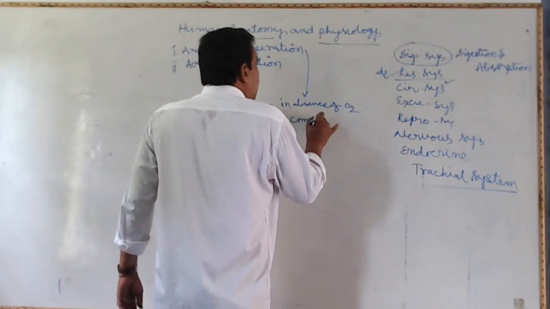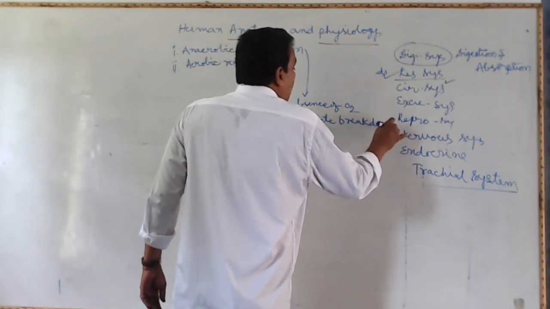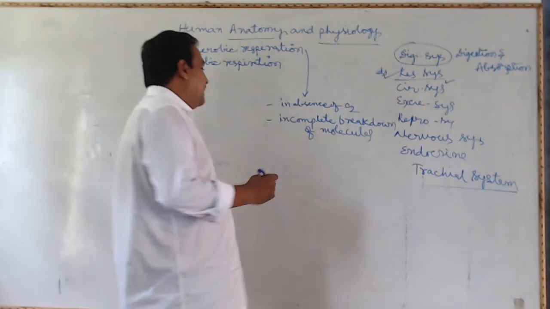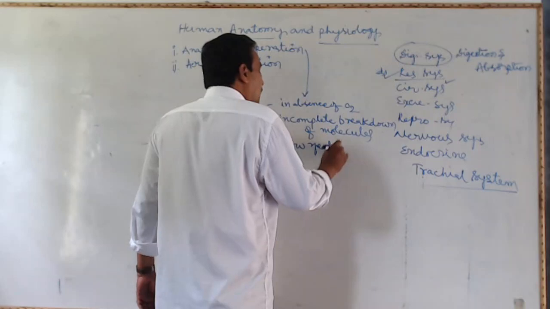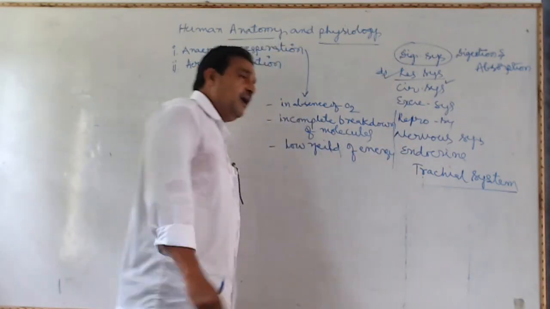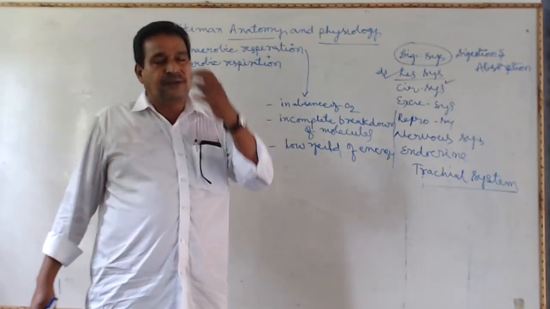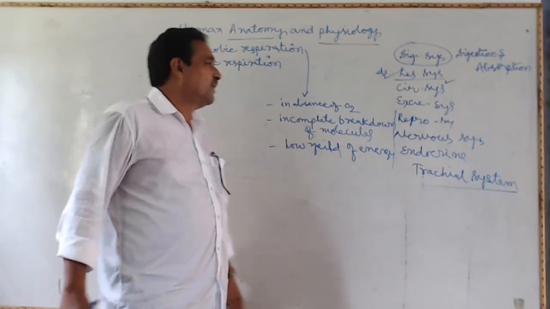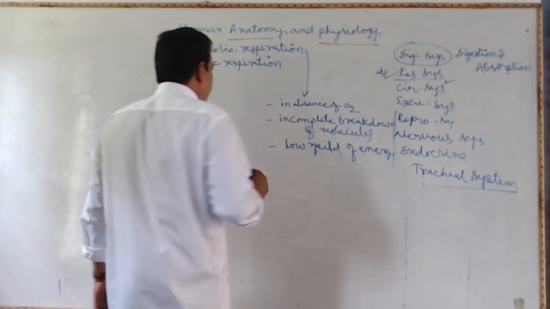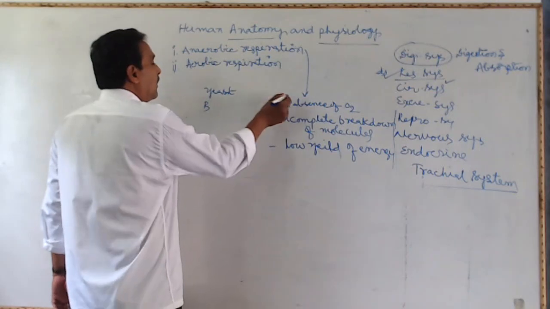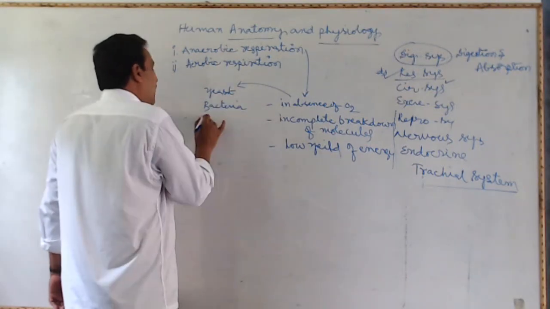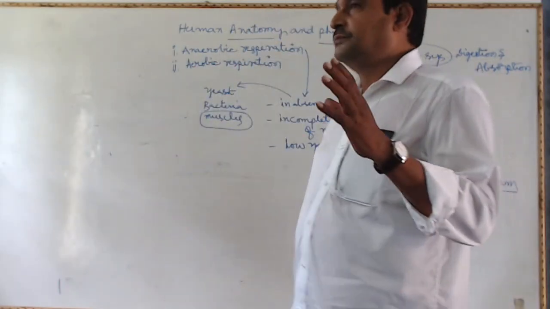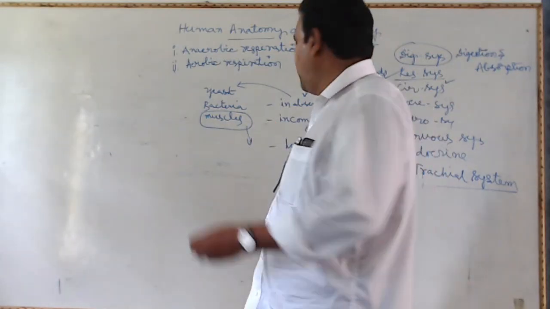And incomplete breakdown of molecules, and low yield of energy. Because of the incomplete breakdown of molecules, it yields very low energy. Moreover, it does not require oxygen. What are the examples for anaerobic respiration? Yeast, bacteria, and mussels. Under some specific conditions, mussels also perform anaerobic respiration.